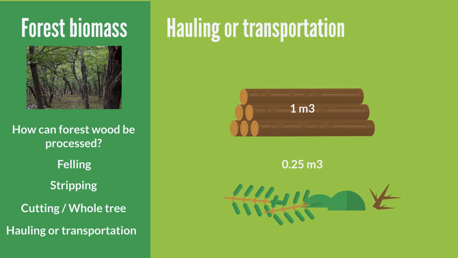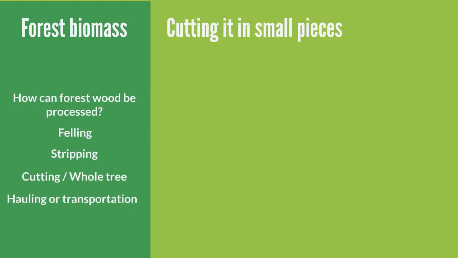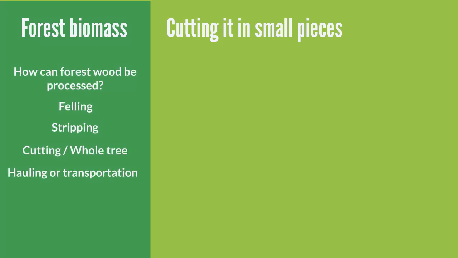In very general terms, it can be considered that for every cubic meter of wood produced, a quarter of a cubic meter of residue will be generated, consisting of upper parts and twigs and, to a lesser extent, defective parts. To obtain biofuels, wood can be processed by cutting it in small pieces. It can be done by chipping or by crushing.